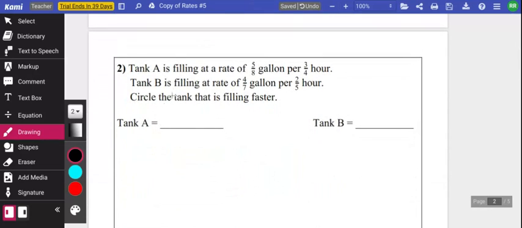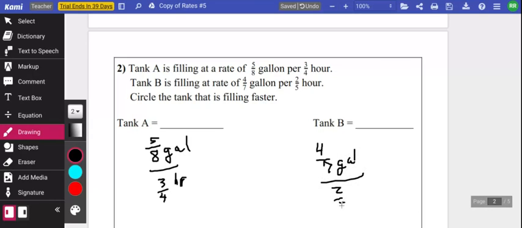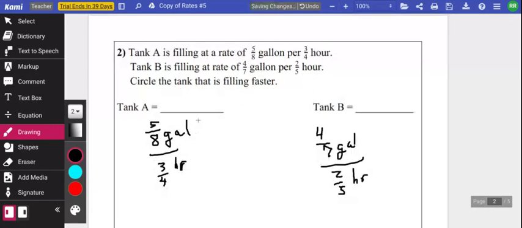Number 2, you have these two tanks and their rates. So tank A fills at 5/8 of a gallon in 3/4 of an hour. So that's the rate in gallons per hour. Tank B is 4/7 of a gallon per 2/5 of an hour. So I write tank B's rate down as well. And to check which one's filling faster, I need to compare their rate in gallons per hour.